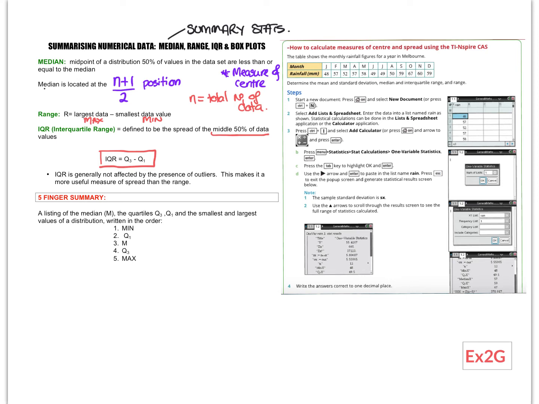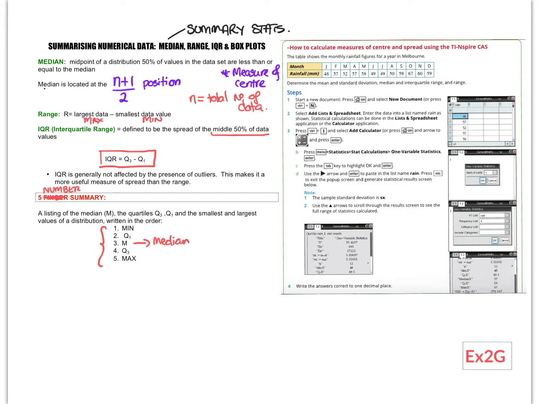All right, so these things are referred to, I don't know why it says that. Every year I go to fix this up. It should say 5 number summary. Okay, so the 5 number summary is simply when you state these 5 numbers in that order: first the minimum, second the Q1, third the median. I've just written M there, so you might need to write that it means median, then the Q3 and the maximum.